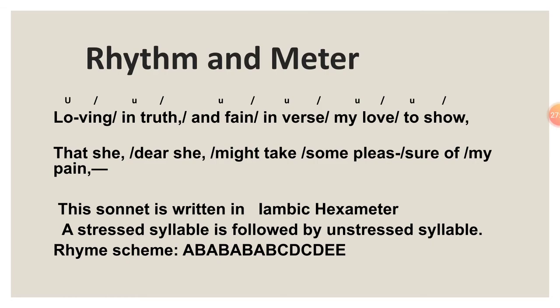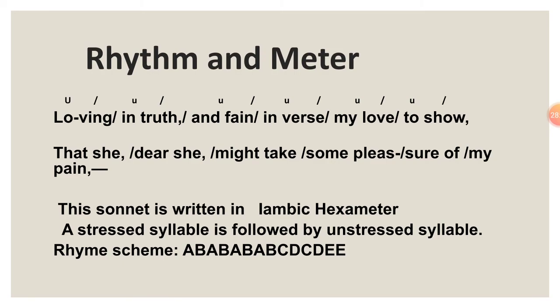Now, in order to find the meter, we have to read in this way. Loving in truth and fain in verse my love to show, that she, dear she, might take some pleasure of my pain. I missed something, I'm sorry, I'm going to read this again. That she, dear she, might take some pleasure of my pain. Now I'm correct. So we can see that loving in truth, unstressed, stressed, unstressed, stressed. So an unstressed syllable followed by a stressed syllable.